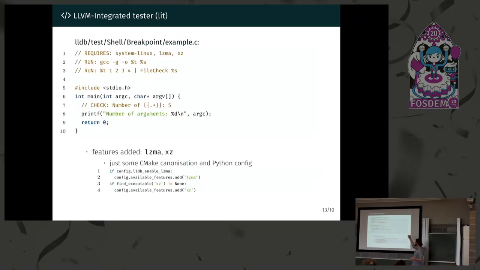So %s is this file, %t is a temporary file just for this test, and then you compile it to the %t, call %t, give it a bunch of arguments, output that to FileCheck, and you also pass the current file as an input to FileCheck again. So that then is interested in the check comments, just to check that the number of outputs is 5. That required a little bit of work, just some CMake canonicalization, because in CMake you can just say, turn it on, true, 1, or whatever, so that was sort of it.